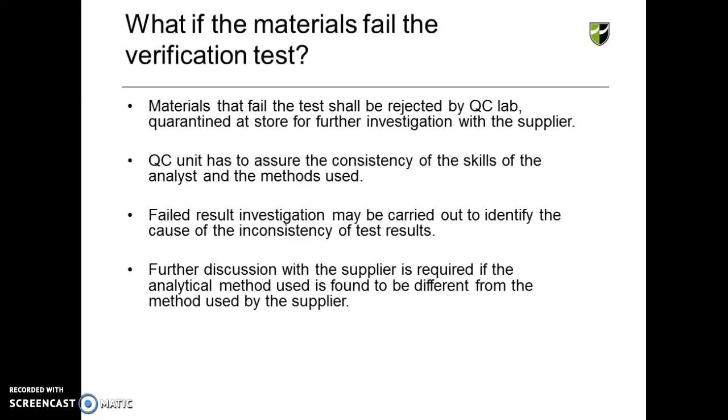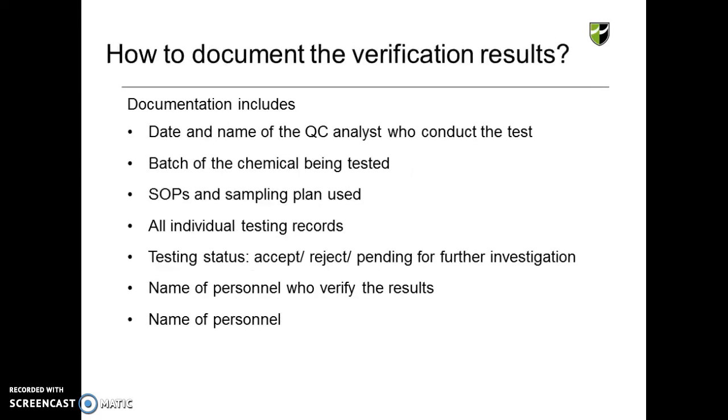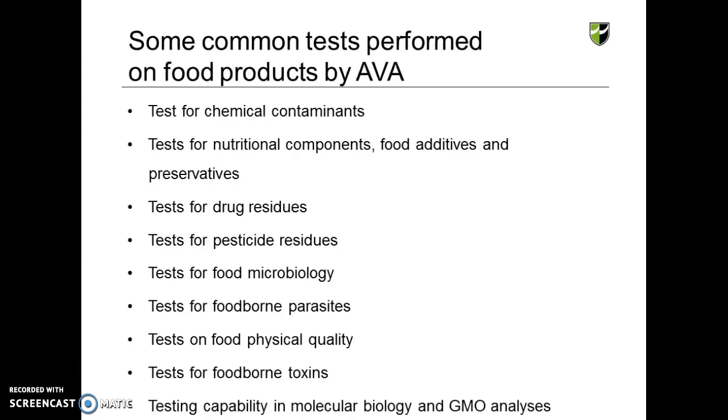Further discussion with the supplier is required if the analytical method used is found to be different from the method used by the supplier. How to document the verification results? Documentation includes date and name of the QC analyst who conducts the test, batch of the chemical being tested, SOPs and sampling plan used, all individual testing records, testing status: accept, reject, or pending for further investigation, name of personnel who verify the results, name of personnel who approve the results.